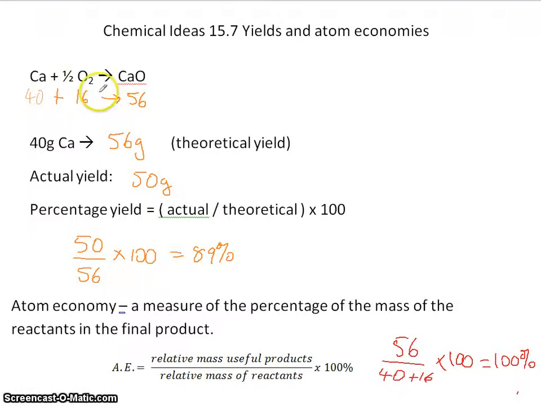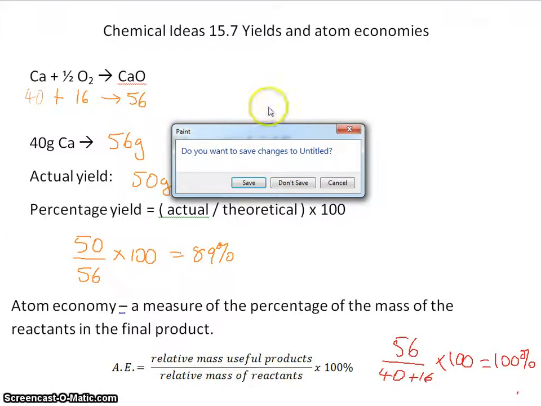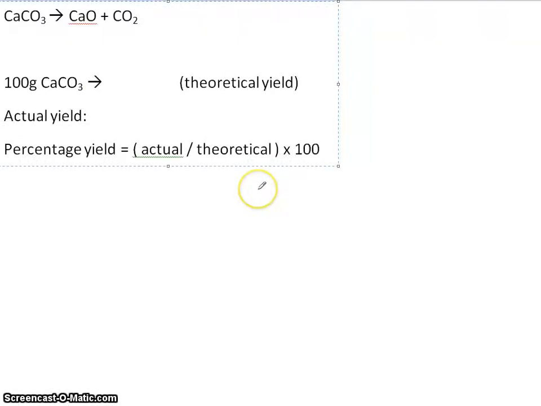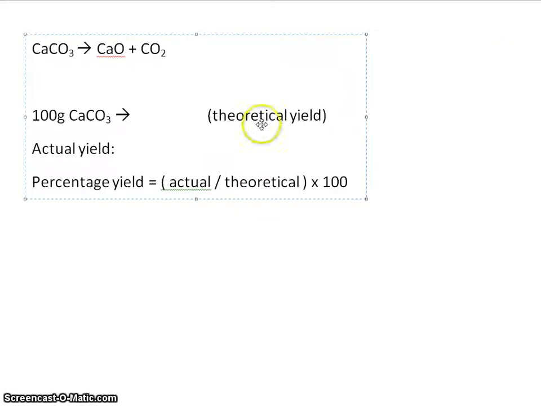Now if we take this same synthesis, we want to make a similar product, calcium oxide, but we do it in a slightly different way this time. We see what effect that has on the yield and the atom economy. So this time, instead of starting with calcium, we're going to start with calcium carbonate. So again, first thing we do is write the relative masses underneath.